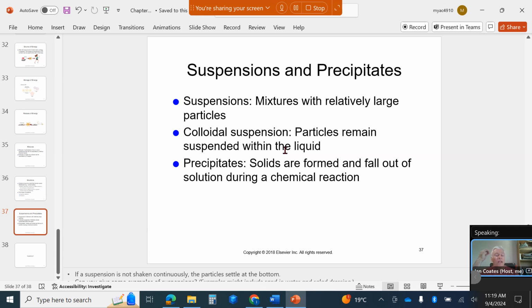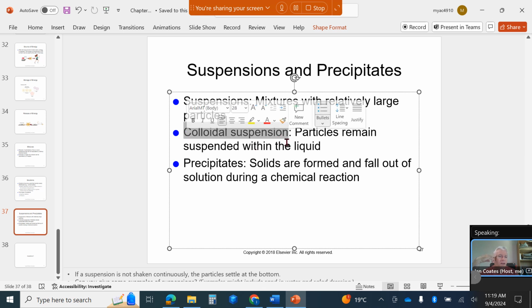Suspensions and precipitates. A suspension is a mixture with relatively large particles. A colloidal suspension: when you're thinking of a colloid, think of milk. Milk isn't just a solution. It has heavy parts to it, which is why if you add vinegar to milk, the vinegar will start to denature all the proteins in the milk, and we're able to separate the curds and whey and make cheese from it. So milk is a colloidal suspension. There are heavy particles sitting in it, but they don't come out of solution.